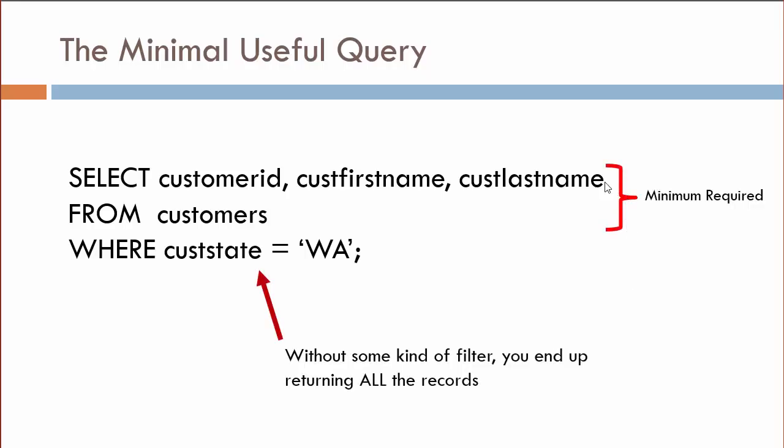So our minimum required query, we have to have this to keep the thing from erroring out. And then really to keep from getting all of the records in the data sources that we specify, we have to put in some sort of filter. Either that or we have to aggregate the records. That would be another example, but that's for a later video. All right, so without any kind of filter, you get all the records. So we're going to look at how to put a filter on.